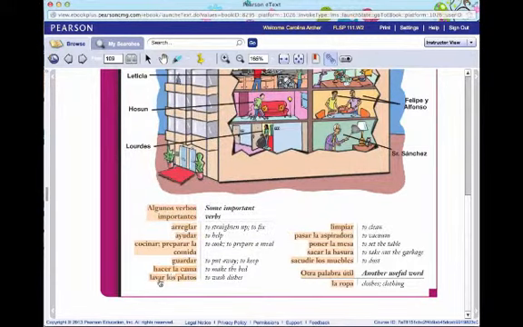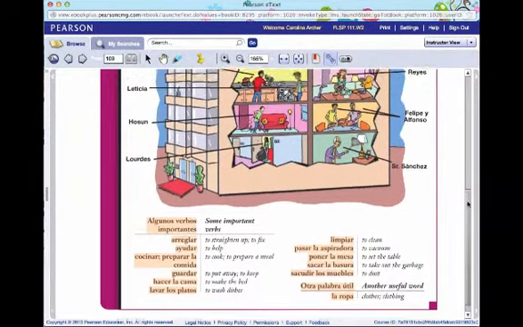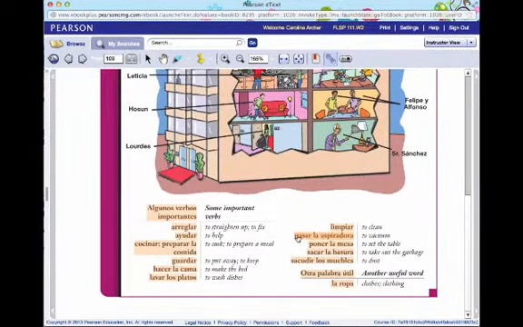Okay? Lavar los platos, to wash dishes. Lavar, that's where the word dishwasher comes from. Lava platos. Lavar is regular also. Yo lavo, tú lavas, él lava, nosotros lavamos. To clean, and it is also regular. Pasar la aspiradora, to vacuum, and it is also regular.